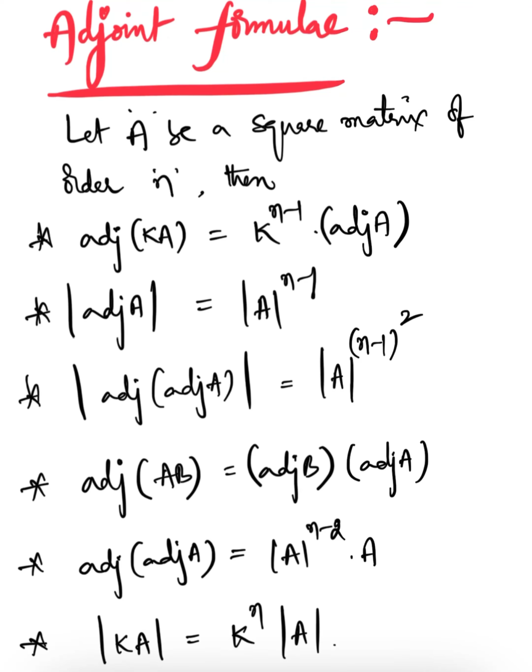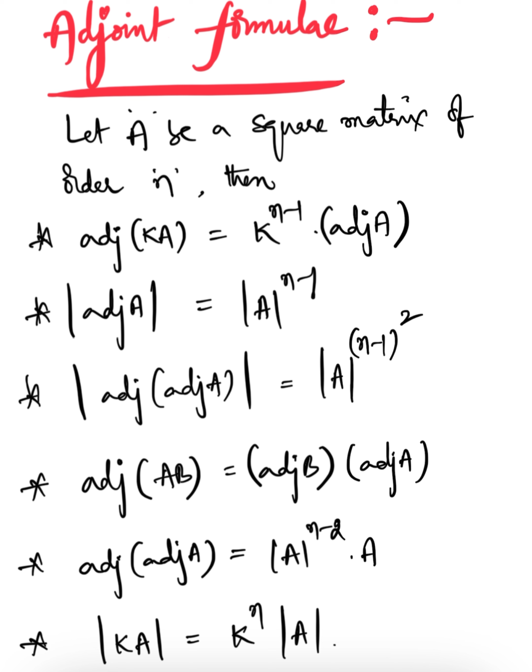Hi students, today we will discuss a concept and problems on adjoint of a matrix. We know that the adjoint of a matrix is the transpose of the cofactor matrix. Under this adjoint concept, we have some properties which were regularly asked in JEE Mains. That's the most expected question in JEE Mains.